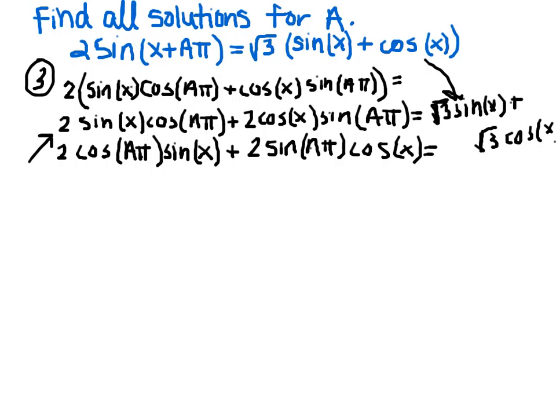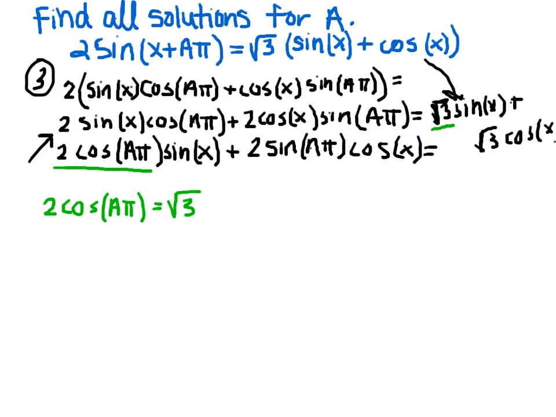So again, we have two terms on each side that are added together. And we see that the coefficient in front of the sine x is 2 cosine of a pi. If we look on the other side of the equality sign, we have a square root of 3, that's the coefficient in front of the sine x. So these two coefficients have to be equal. So we're going to write an expression showing that they're equal.